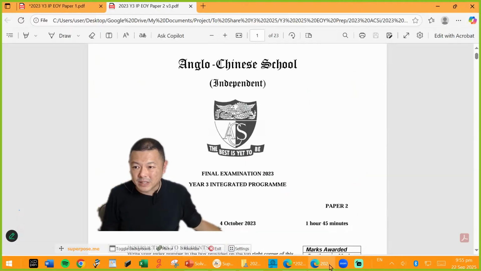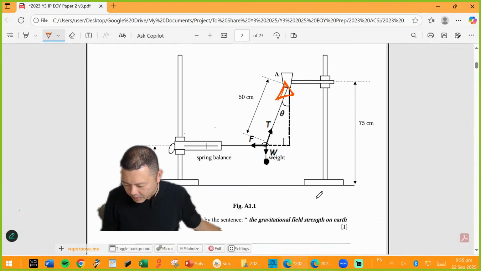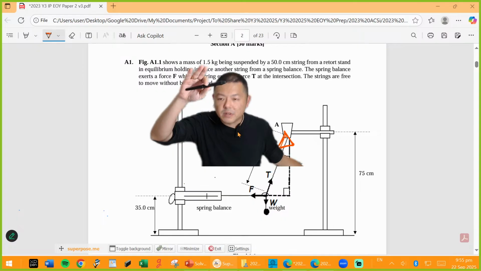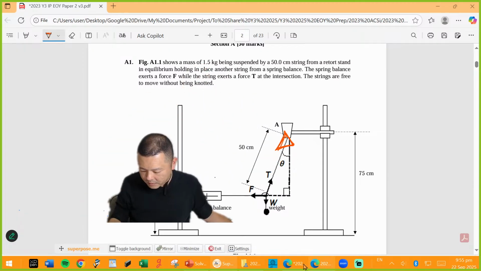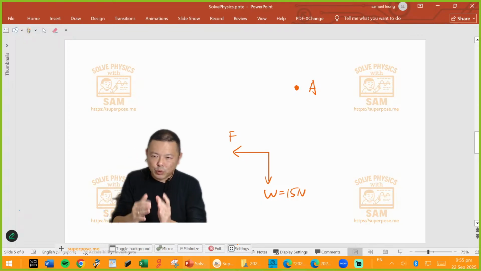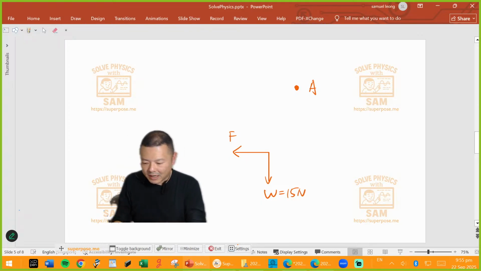I think I need to use W. I need to find out what's W. So what is W? W is 15 newtons. Is that right, Nicolette? 15 newtons, W? Okay, so W is 15 newtons. But I have to do this moments style.